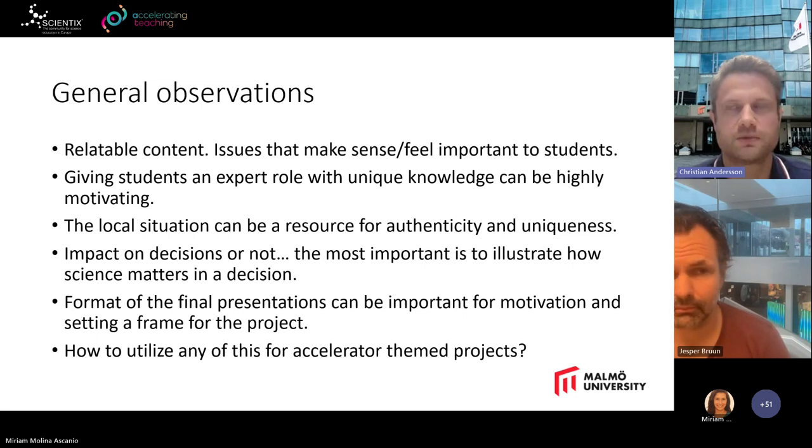But what we need to explore in the MOOC is how to create learning scenarios about accelerators. So I end my presentation with a question. How do we utilize any of these findings, observations for creating learning scenarios related to accelerators?